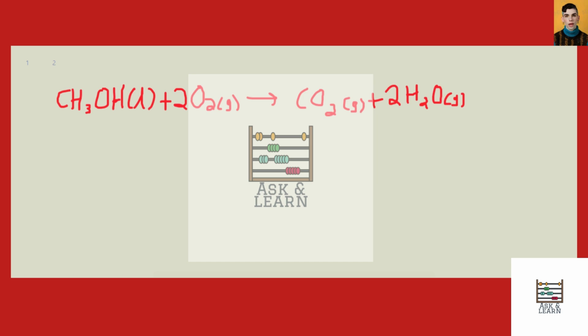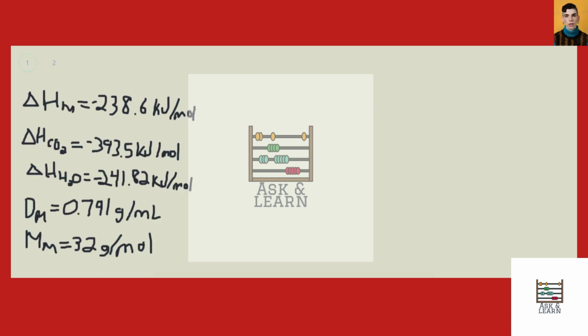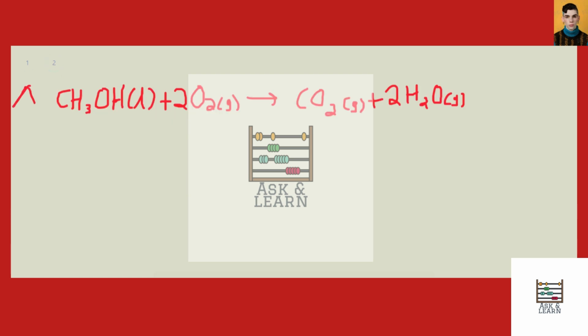Now we're going to calculate the standard enthalpy change for the reaction. Remember, delta H of reaction is delta H of products minus delta H of reactants. I just put A here.